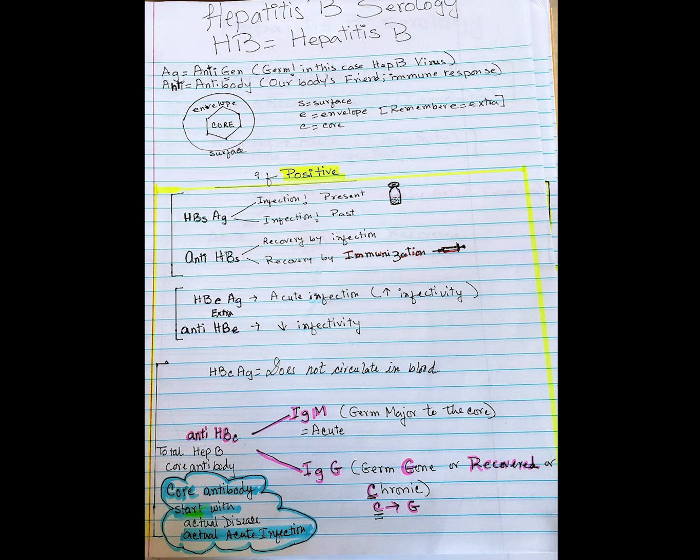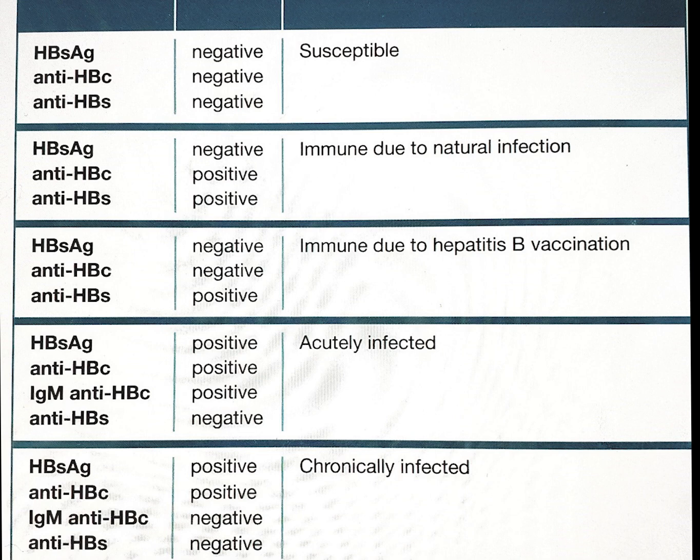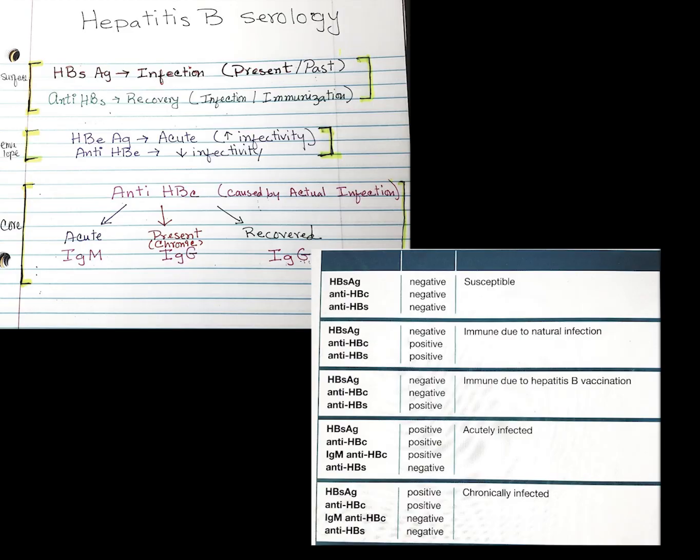Let's practice some examples. The examples are taken from the CDC and I put a link below. Very first one, surface antigen negative. That means there is no infection. Core antibody negative. That means there is no infection or recovery. Surface antibody is negative. Patient never got immunized or did not recover from any infection. Patient does not have the infection. That tells me the patient can be susceptible to hepatitis B. Patient is a good candidate for immunization.